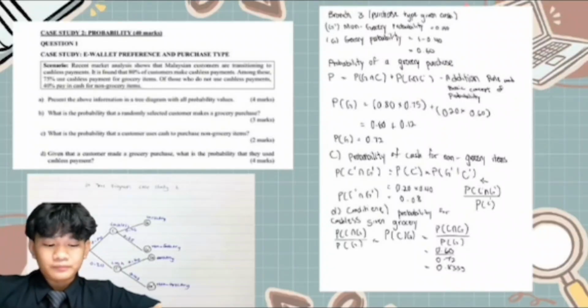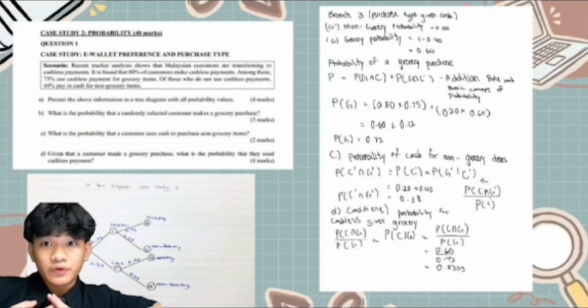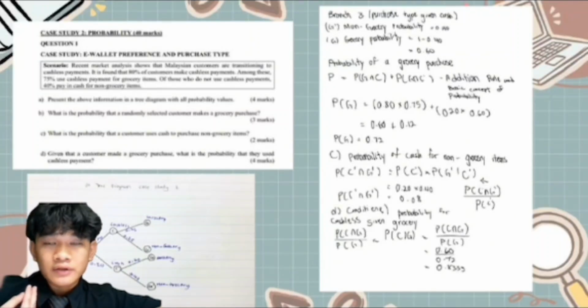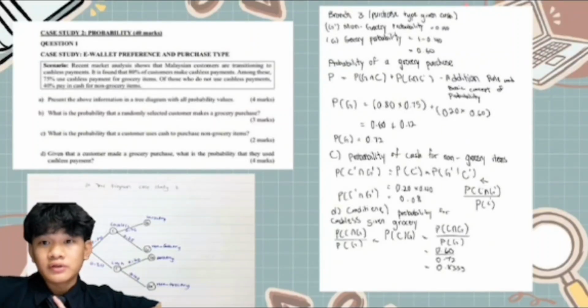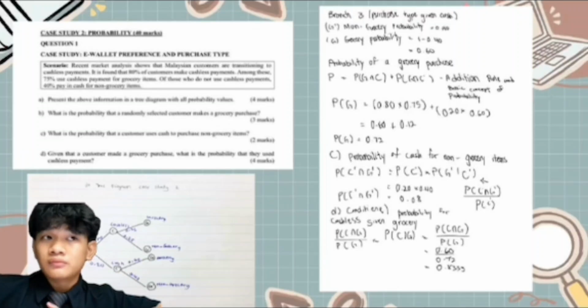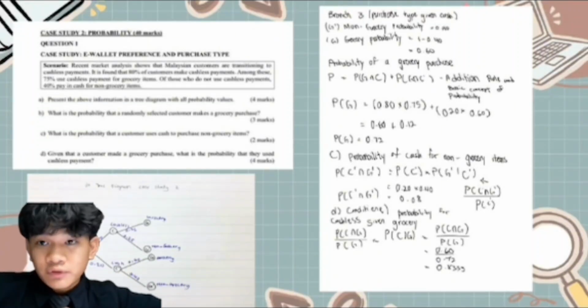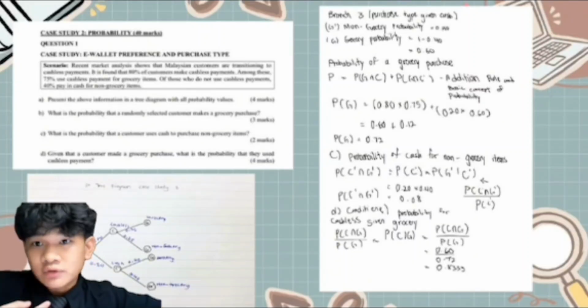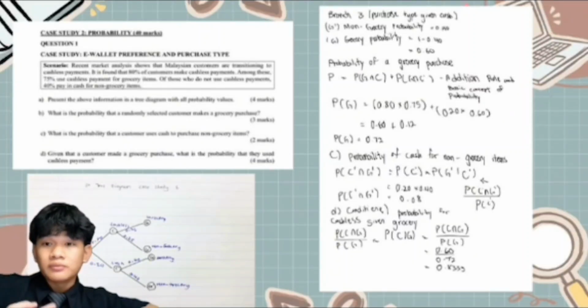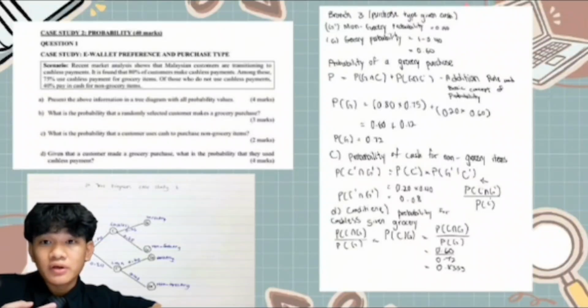For part D, the question asks what is the probability that they use cashless payment. We have calculated and we get 0.8333. Based on this answer, how do we get it? We take 0.6 and divide by 0.72. The 0.6 is from the cash probability of grocery item, and 0.72 is the probability of a grocery item purchase. We divide them and then we get 0.8333.